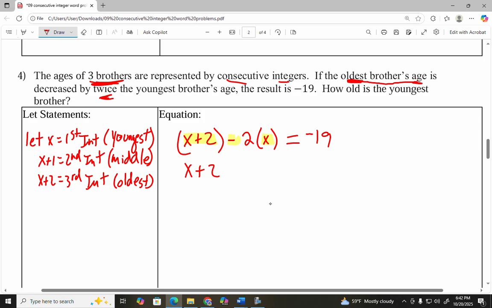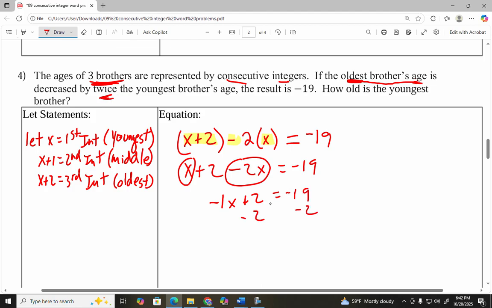So we have an x plus 2 minus 2x. When I combine like terms, I get negative 1x. So I'll subtract 2 from both sides. Negative 1x equals negative 21. Divide both sides by negative 1. X is 21. So in this case, since it's the ages of brothers, a negative answer wouldn't have made sense. So I'm so happy that I had to divide by a negative, and negative divided by negative is positive, because now it makes sense that someone could be 21 years old.